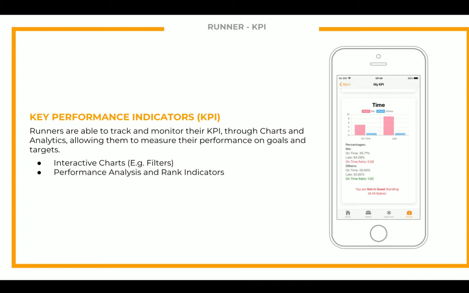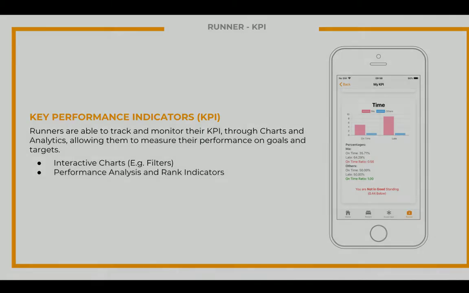There are also rank analysis, performance analysis, and rank indicators. In this case, the percentages are viewed on the chart. You'll see the on-time ratio, like how many requests you serve on time and how many you serve late. You compare these two ratios and see, oh, you're not in good standing. You are 0.44 below your peers. So you have to work harder to keep up with the average performance of your staff or colleagues.